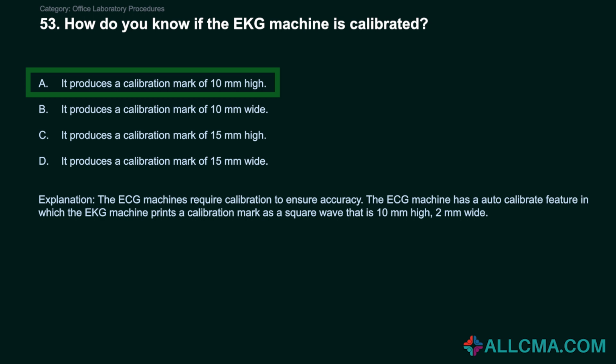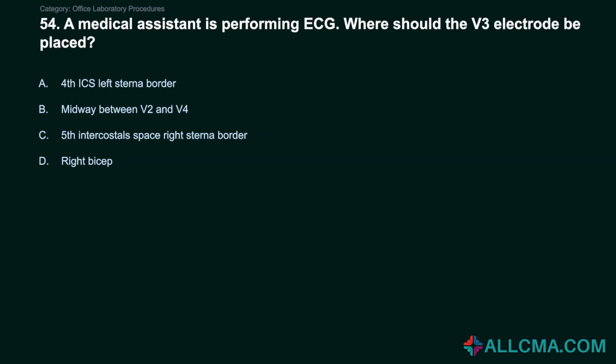The ECG machines require calibration to ensure accuracy. The ECG machine has an auto-calibrate feature in which the EKG machine prints a calibration mark as a square wave that is 10 mm high, 2 mm wide.